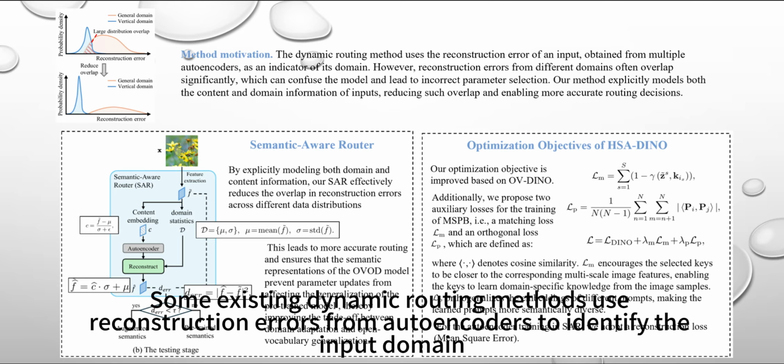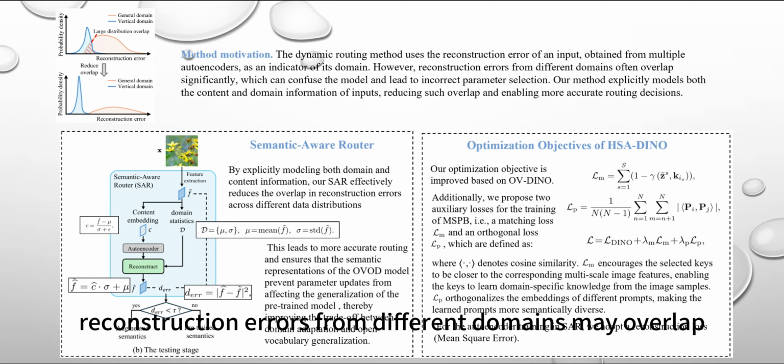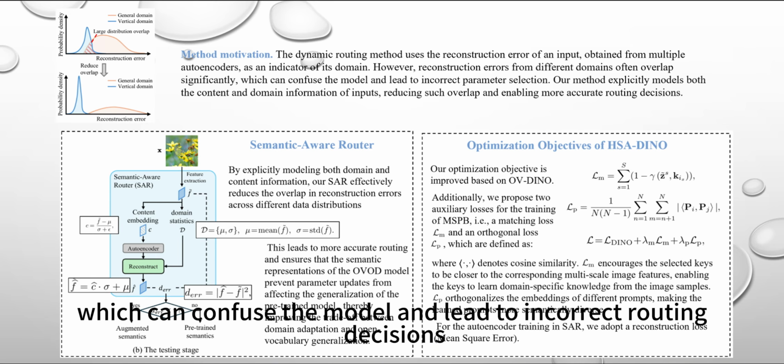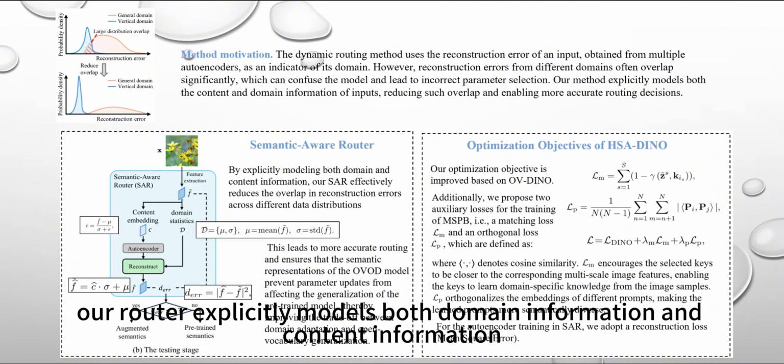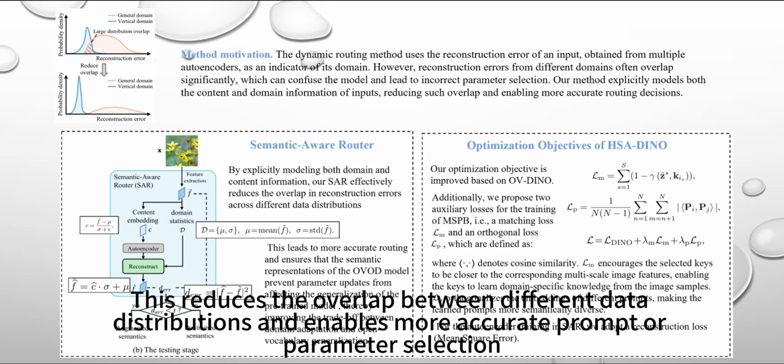The second component is the semantic-aware router. Some existing dynamic routing methods use reconstruction error from autoencoders to identify the input domain. However, reconstruction error from different domains may overlap, which can confuse the model and lead to incorrect routing decisions. To solve this issue, our router models both domain information and content information. This reduces the overlap between different data distributions and enables more accurate prompt or parameter selection.